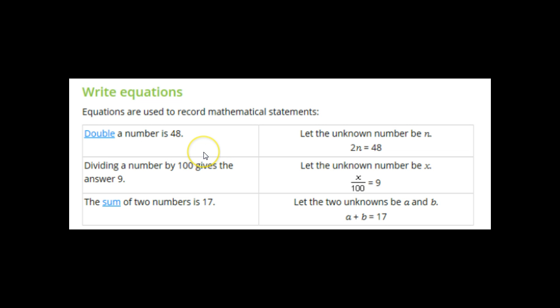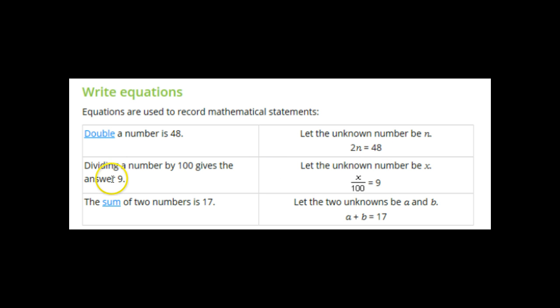One of the important skills you need to be able to do is to write equations when you're given a sentence. Equations are used to record mathematical statements or real life scenarios. In this one here, you've been asked: a double of a number is 48. So let the unknown be n. Double means to times by 2, so 2n equals 48.